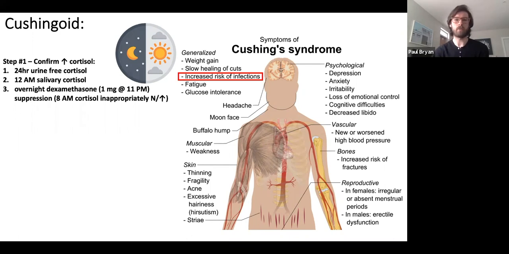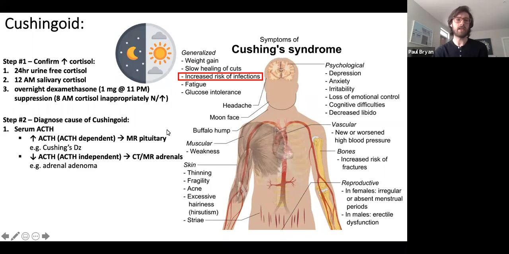So if you inappropriately have normal or elevated cortisol levels, even after trying to suppress it with the dexamethasone the night before, then what you're left with is confirmation that you have a Cushingoid syndrome and endogenous high levels of cortisol. So the next step then is to find out the etiology of that.